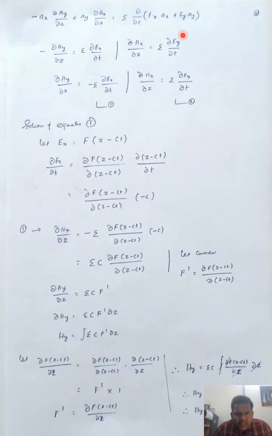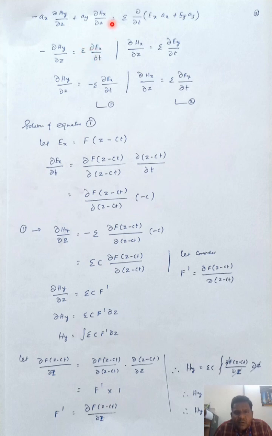I'm repeating the same equation we have seen on the first page. From this we are going to simplify a few things. Now I'm going to compare only the coefficients of ax on the left hand side along with the right hand side. Consider on the left hand side the coefficient of ax is nothing but minus ∂Hy/∂z, written here. Likewise the coefficient on the right hand side has been derived here.